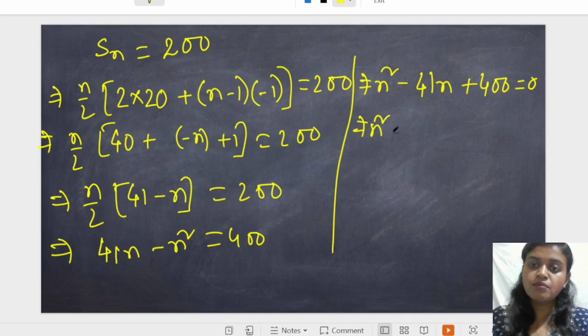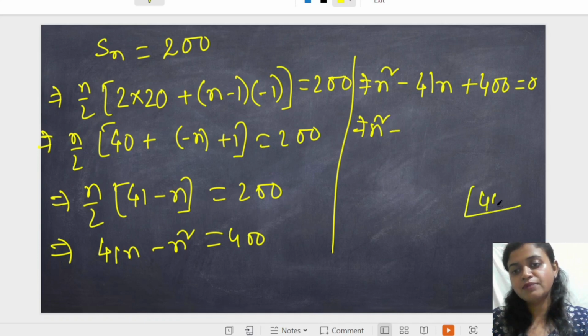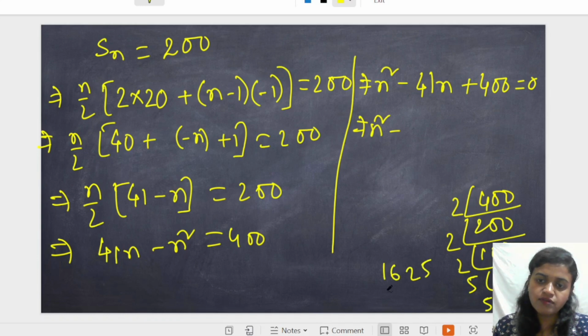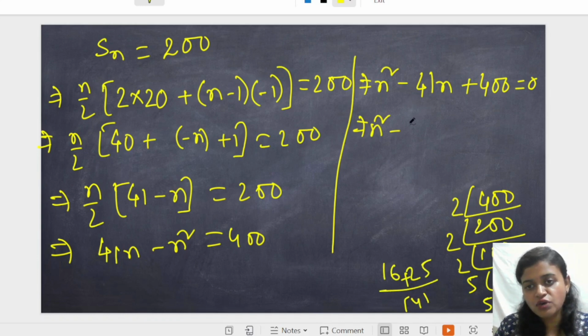So n square minus... for 400, if I simplify 400, it is 2 to the 4, and 5 to the 2, so 16 and 25. If we add these, we will get 41. So we can write 41 as 25n plus 16n. If we add these, we will get minus 41n plus 400 equals 0.